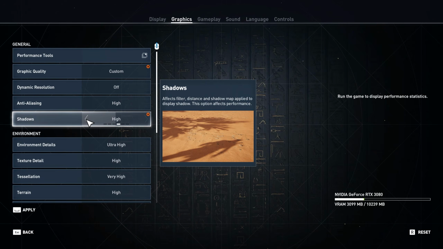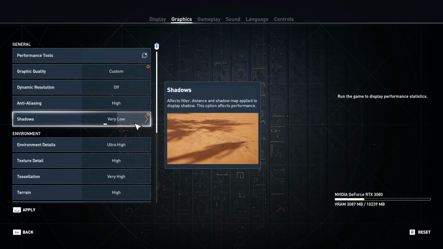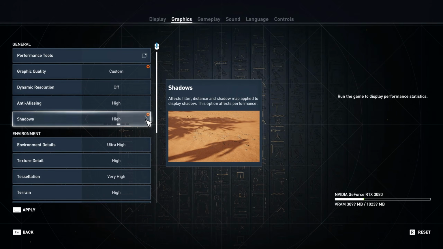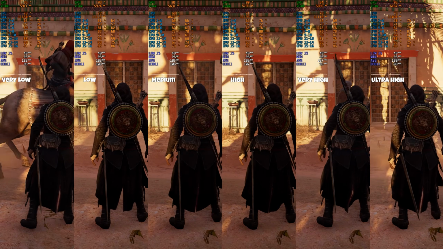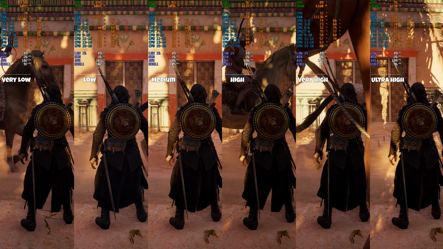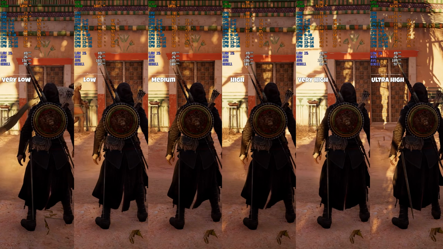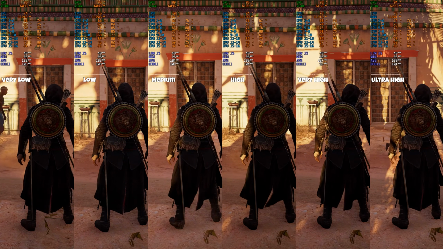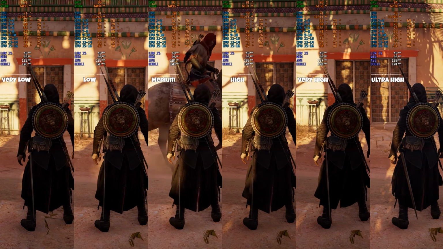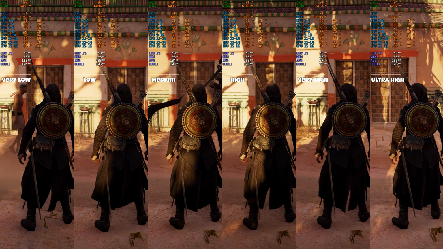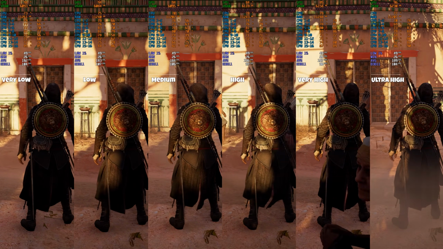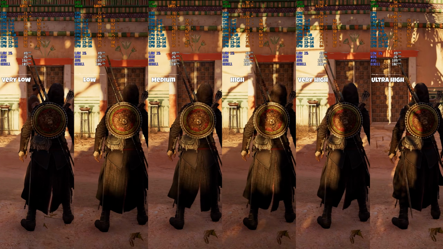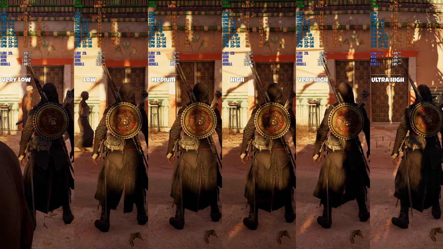Now we have shadows. When it comes to shadows, you need to ignore the 1% lows here, because I forgot to reset them. That's why they're all practically the same. But yeah, from ultra high to high, you get about a 2 FPS difference. There's not really any difference that I've noticed between very high and ultra high. There's also not a difference that I noticed between very low, low, and medium when it comes to performance, okay?